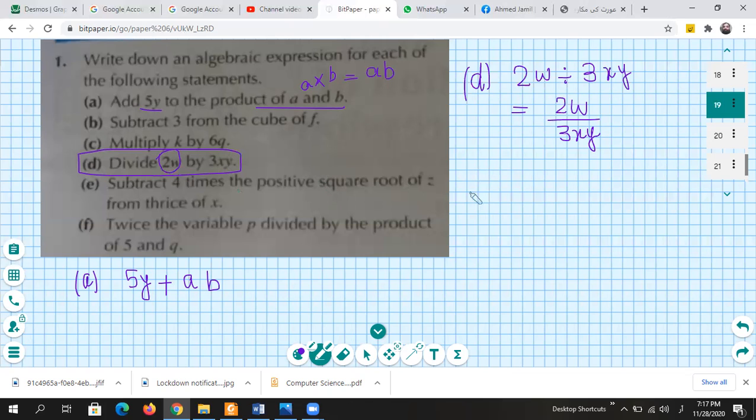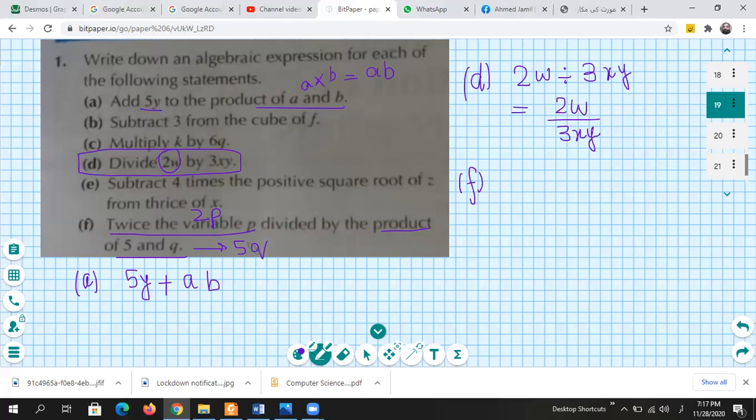So the last part is part F. I'm doing this: twice the variable p. Twice means multiply by 2 or double the variable p. So when we multiply p by 2, it becomes 2p. And then divided by the product of 5 and q. So the product of 5 and q will be 5 multiplied by q, which is 5q.